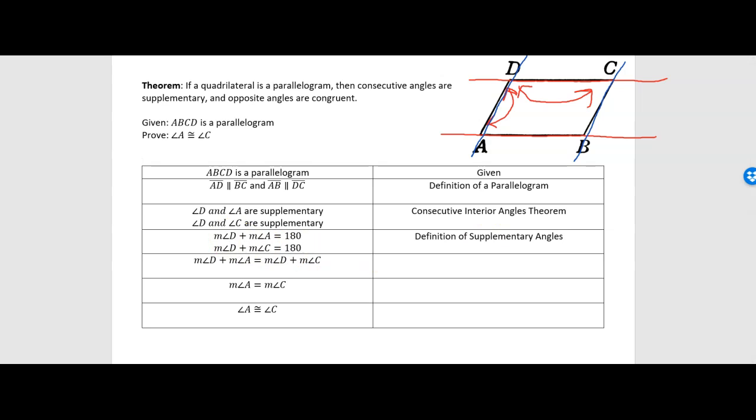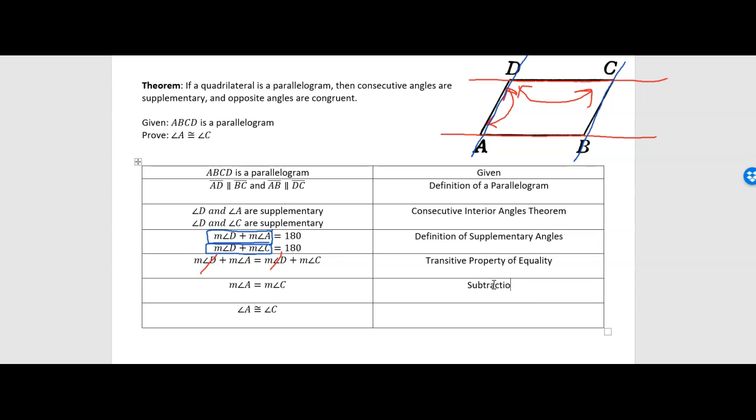Next statement is bringing these two equations together, right? I have both of these sums equaling the same thing, so I can set them equal to each other by the transitive property of equality, or POE. And then you'll notice that we have a measurement of angle D on both sides here, so I can subtract that from both sides.